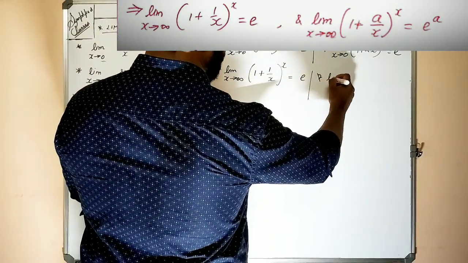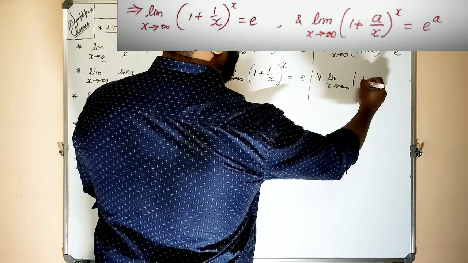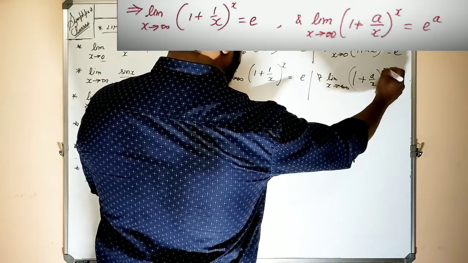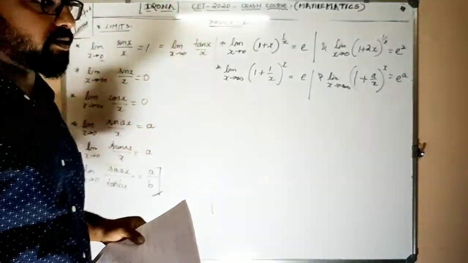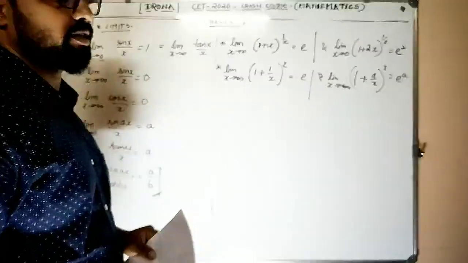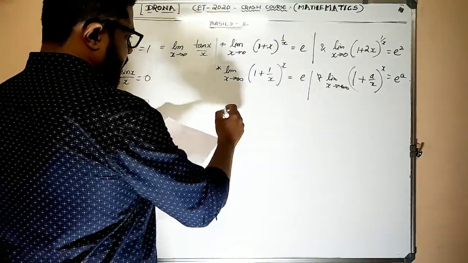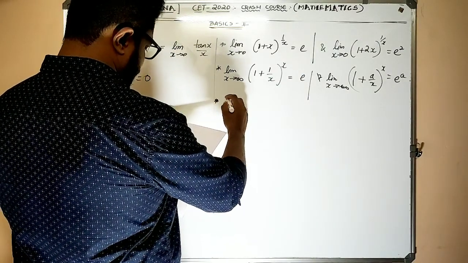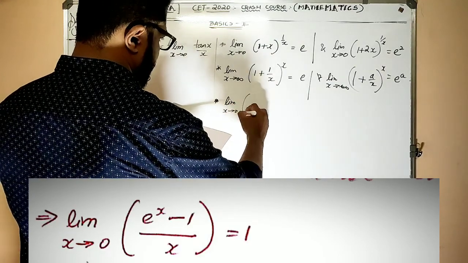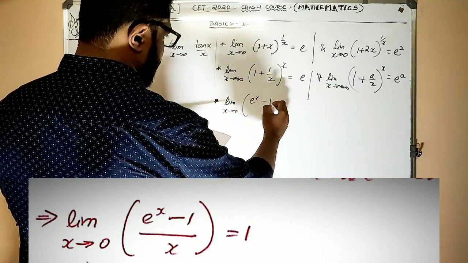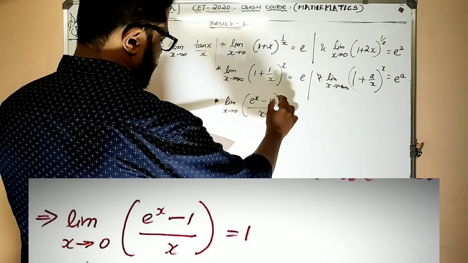And this one as well, limit of x tending to infinity, (1 plus a by x) whole to the power of x is going to be e to the power of a. Yeah, so I hope you can frame a question based on this as well. You can frame it yourself and prepare yourself for the exams. Then there are a few more standard derivations, that is the limit of x tending to 0, (e to the power of x minus 1) divided by x, okay, it is 1.